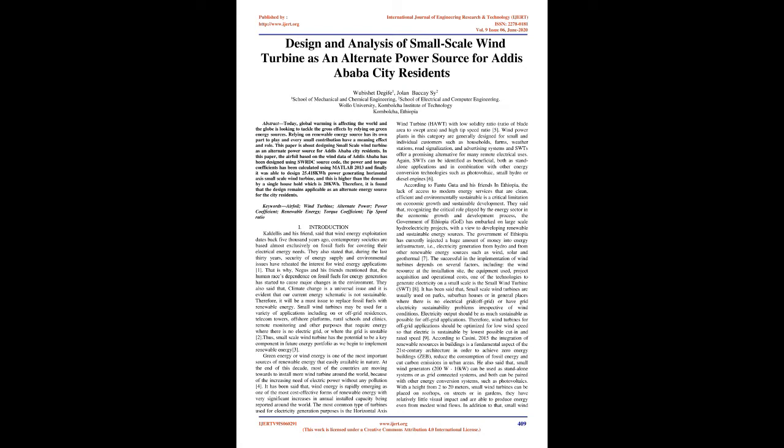In this paper, the airfoil based on the wind data of Addis Ababa has been designed using SWRDC source code. The power and torque coefficients have been calculated using MATLAB 2013, and finally it was possible to design a 25.418 kWh power generating horizontal axis small-scale wind turbine. This is higher than the demand of a single household, 20 kWh. Therefore, it is concluded that the design remains applicable as an alternate energy source for the city residents.